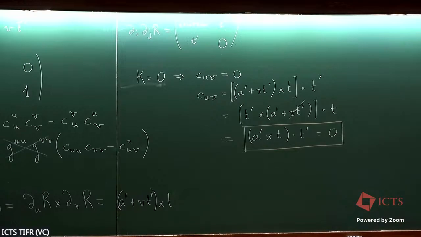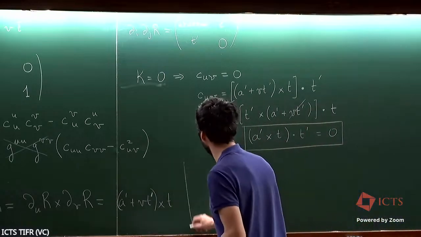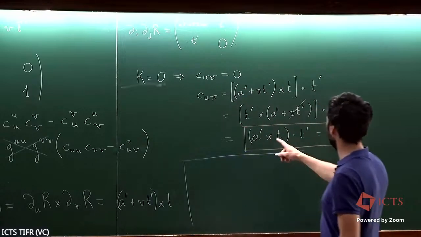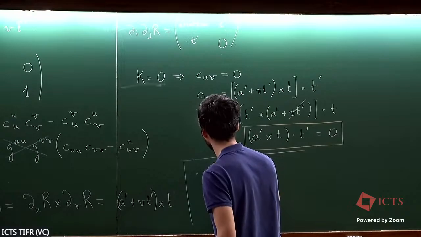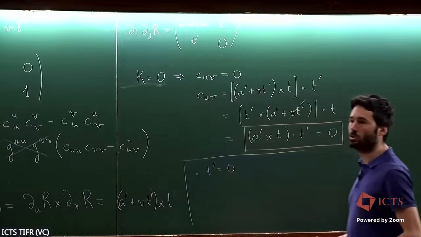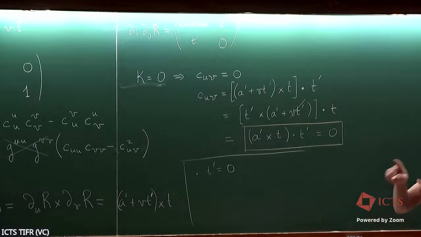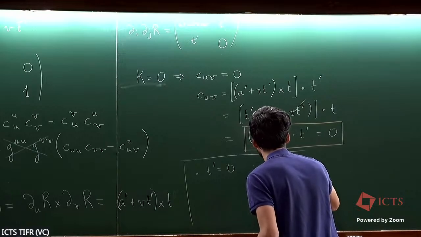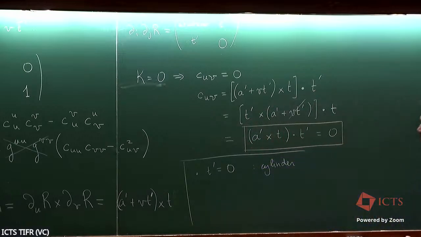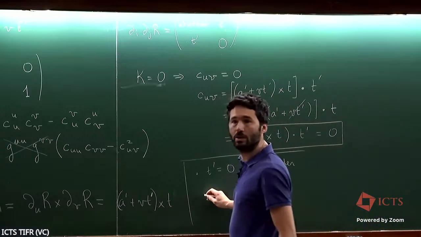Okay, so we can explore what it means. Locally, for this to be 0, we can have either t prime equal to 0. So if t prime is equal to 0, t is constant. This means that the vector giving the straight direction is constant, and this is locally a cylinder.